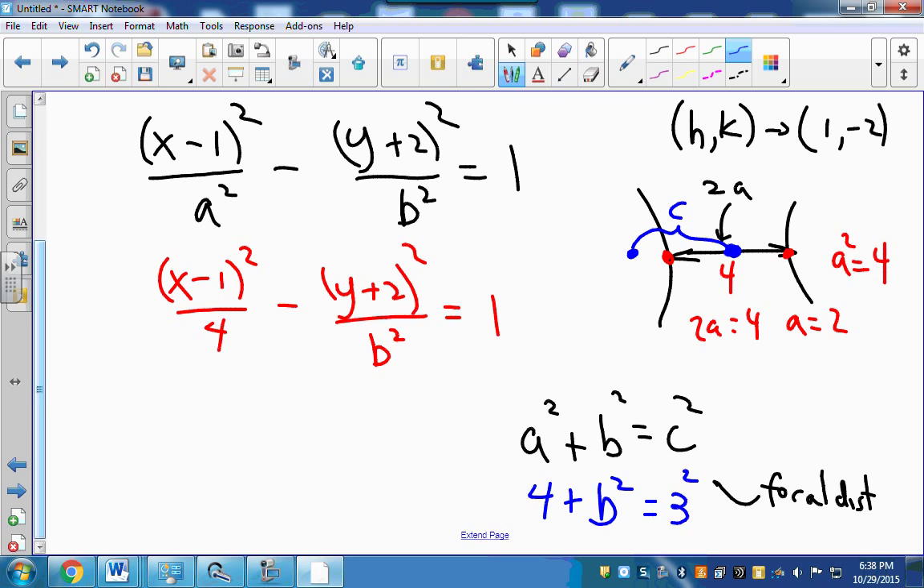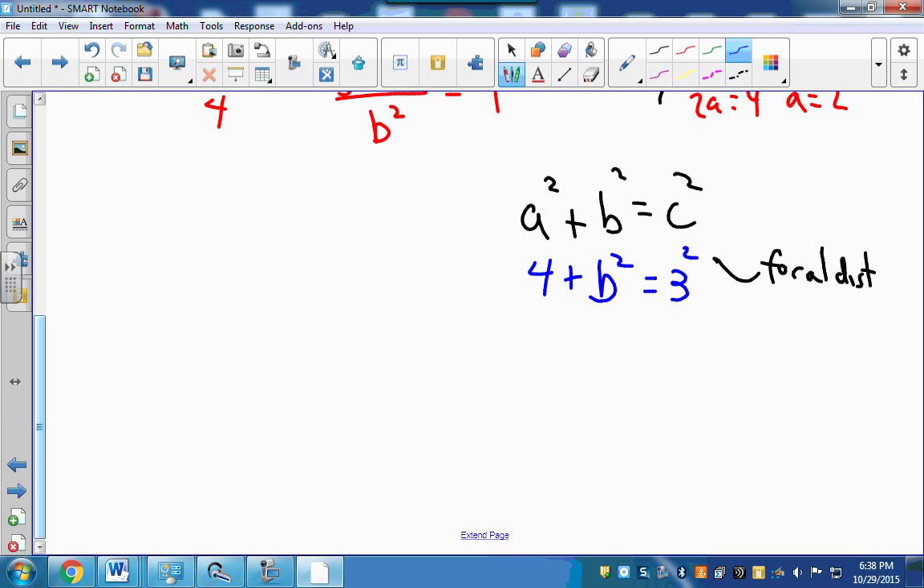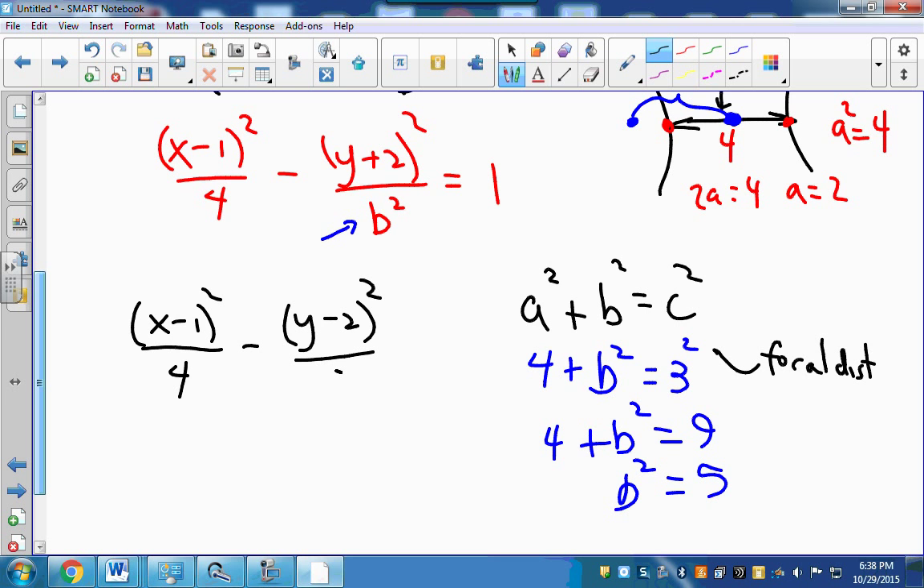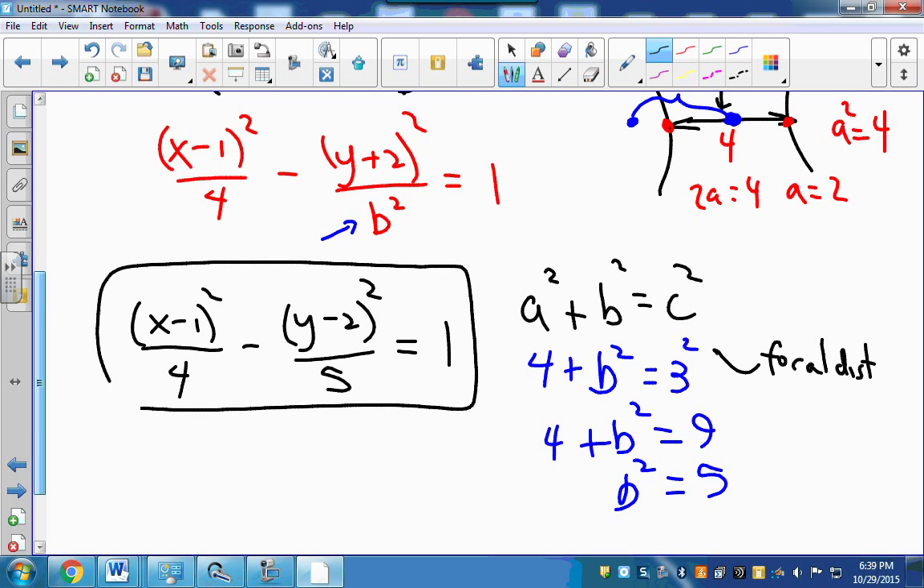Right. So let's see what we got here. A squared. So 4 plus b squared is equal to 9. B squared is equal to 5. And that will go on the bottom right there. Okay, so here's the graphing form for our hyperbola. X minus 1 squared over a squared, y minus 2 squared over b squared, equals 1. Okay, so done. We have the equation of the hyperbola.